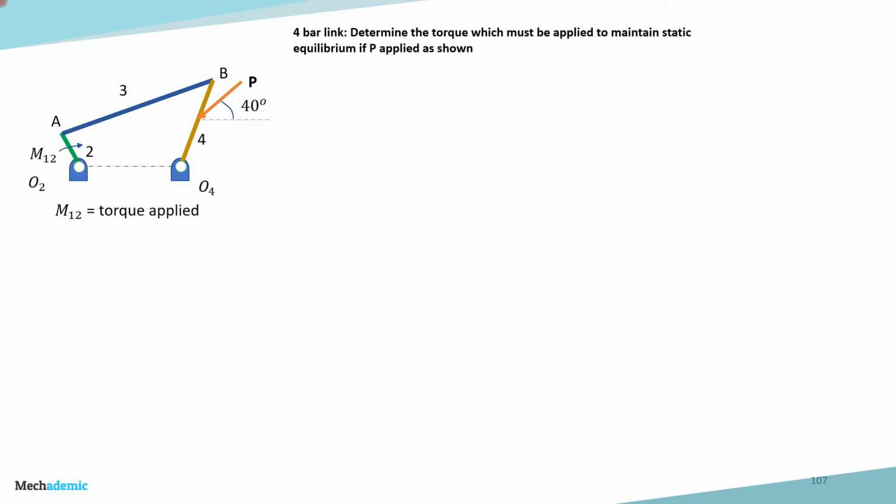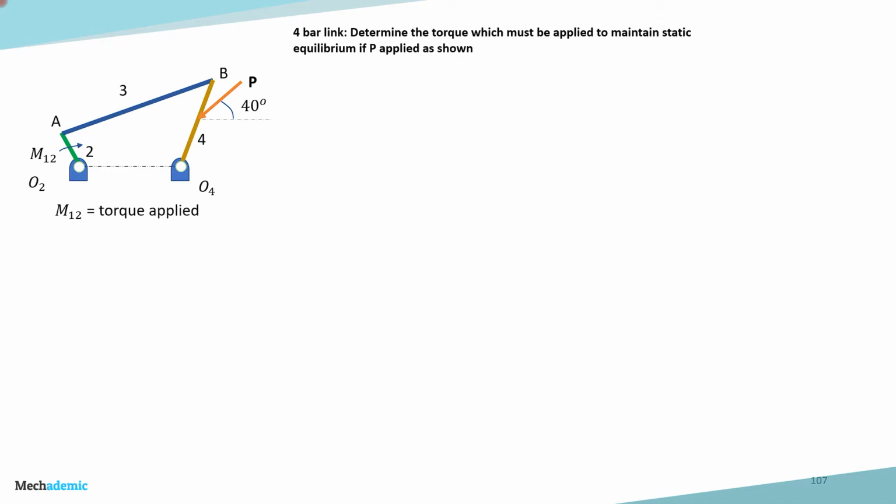So let's go through an example of a static force analysis of a 4-bar link mechanism. This is a 4-bar link mechanism which has 4 links. O2O4 is the fixed link, O2A is the crank, AB is the coupler, and BO4 is the 4th link.